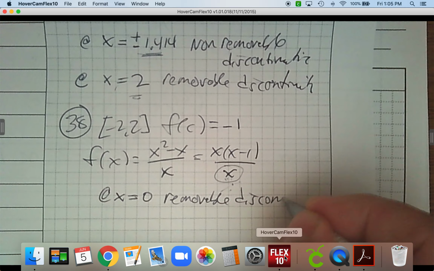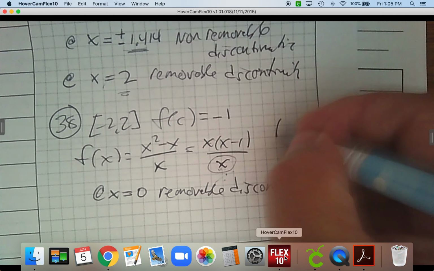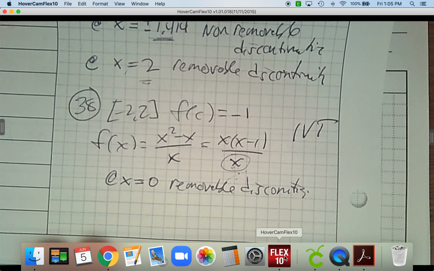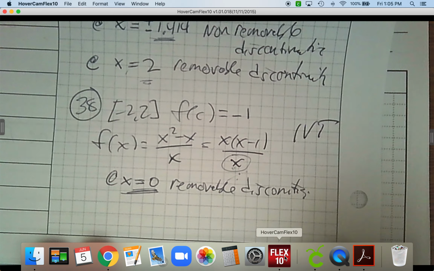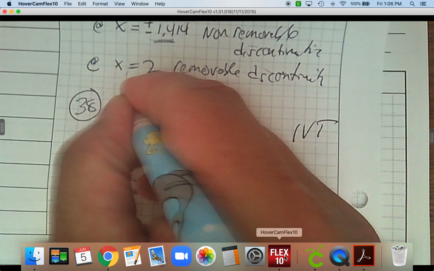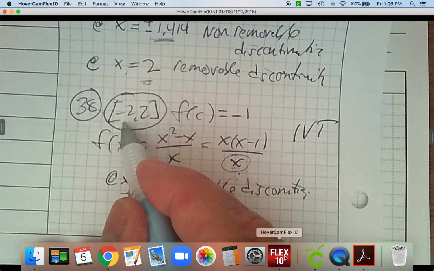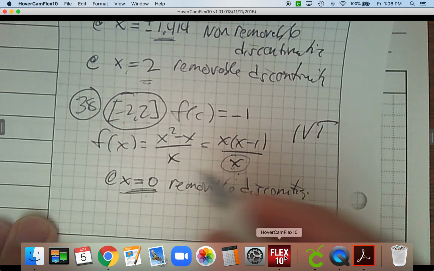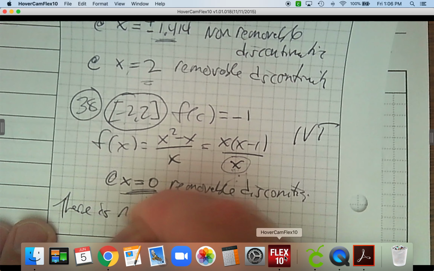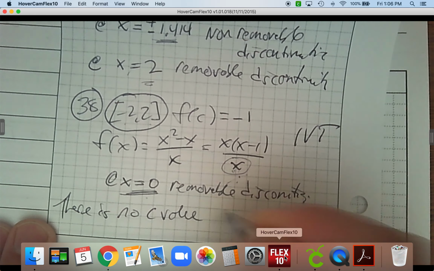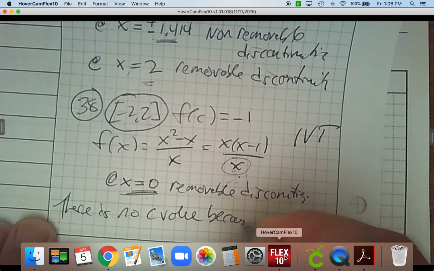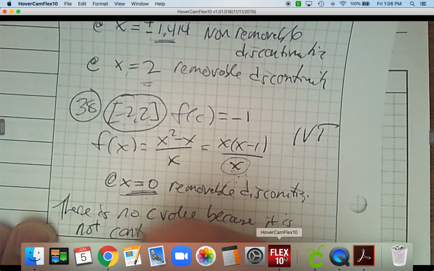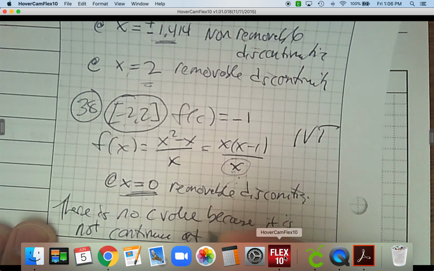Now, for this to work, that is the intermediate value theorem, two conditions have to be met. One is, is it continuous? Well, it's not continuous at 0. Is 0 somewhere in my interval? So from negative 2 to positive 2, is 0 inside that? Yes. Therefore, there is no c value, because it is not, and here's a great word, continuous at x equals 0.